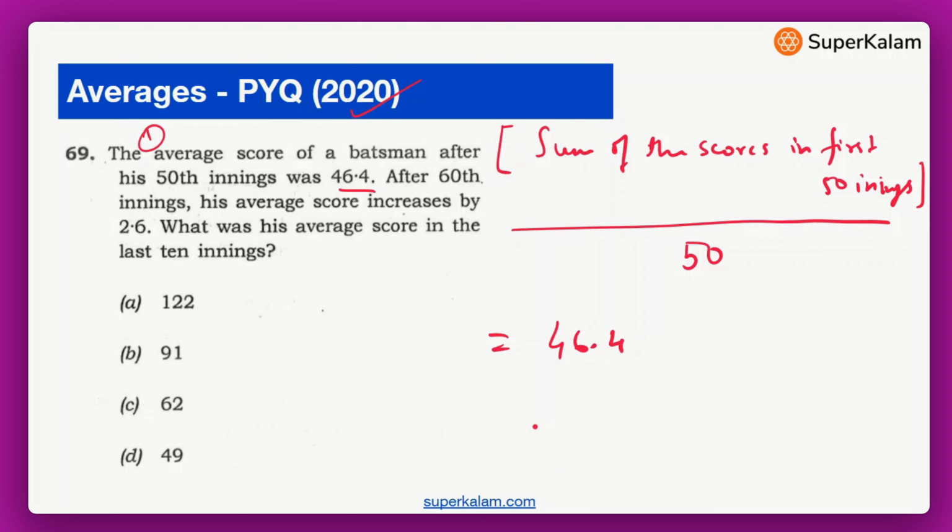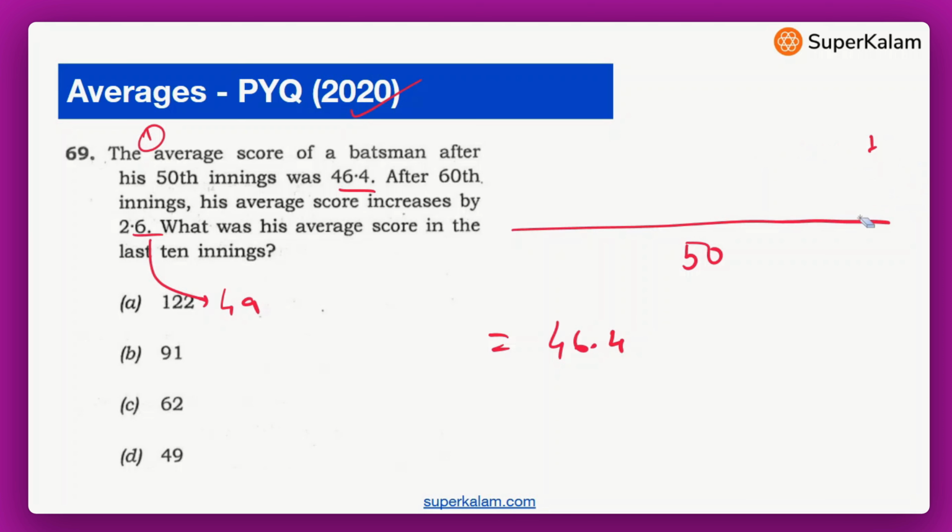Now after the 60th innings, his average score increases by 2.6. First we are talking about the first 50 innings, then the batsman plays 10 more innings, and after these 60 innings his average score increases by 2.6. So earlier it was 46.4, now it would have become 46.4 plus 2.6, which is 49. So we can write the sum of scores in the first 50 innings like this. I just told you that we will be using symbols a lot, so we can write the formula for averages as S1.